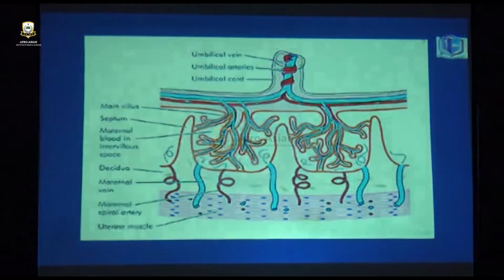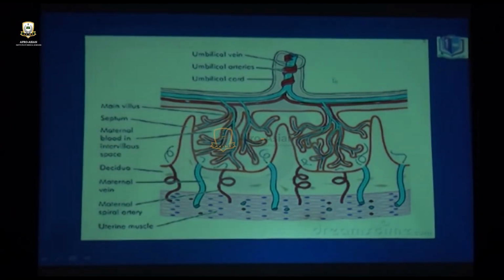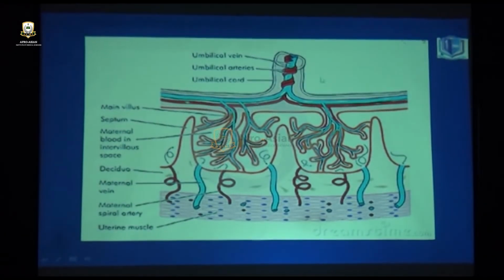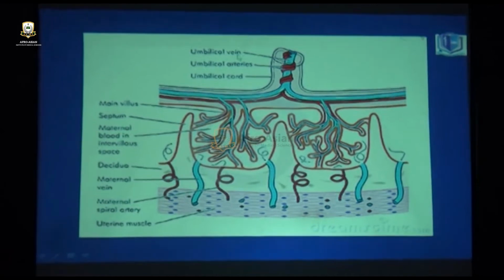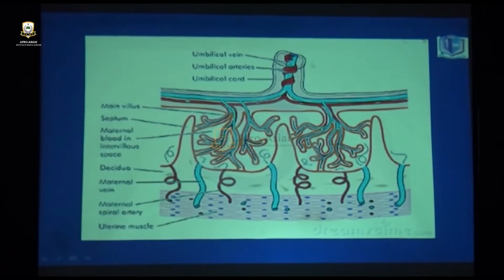This is how it goes. This part is the fetal, which contributes by umbilical vein and umbilical artery. This is called umbilical cord, and they divide into certain branches. And this part is myometrium, which is maternal part.